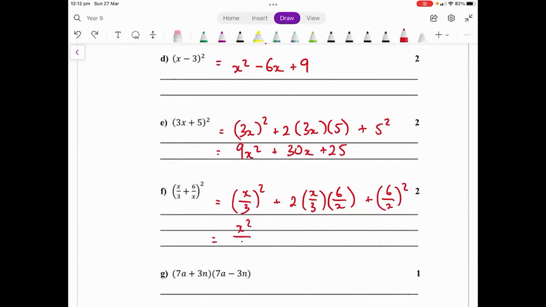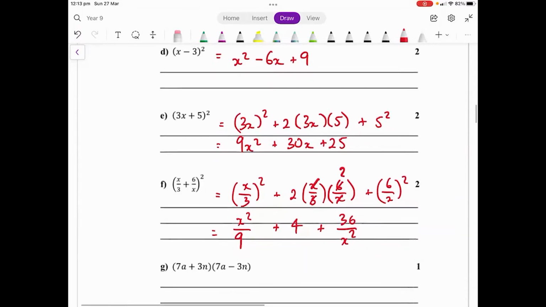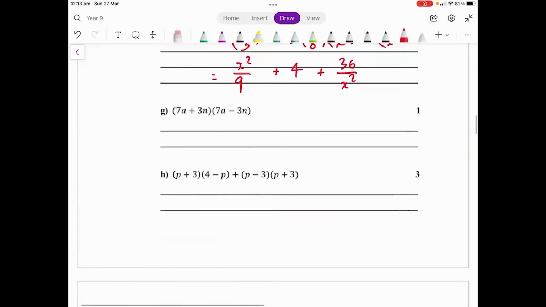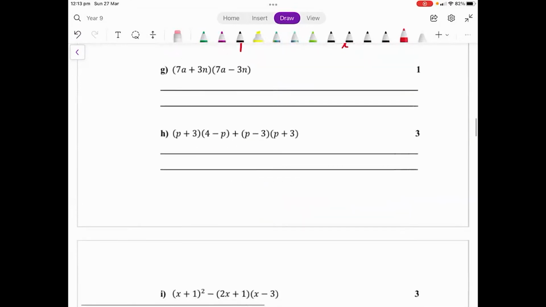Then we need to simplify that. So x over 3, when I square that, that becomes x squared over 9. In the middle, you can see that there's an x on the numerator and the denominator, so they cancel. And then when you do 2 times 6 over 3, that gets you 4. The final term is 6 over x all squared. So 6 squared is 36, and x squared for the denominator. Final answer, x squared over 9 plus 4 plus 36 over x squared.